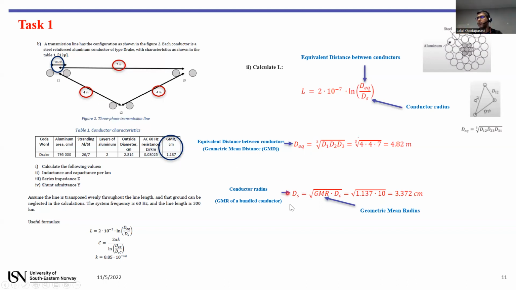And then you can calculate the inductance of the whole transmission line. It's the natural log, and the denominator is this one, the equivalent GMD over GMR, the GMR of the bundle system. That is this value. This one is in centimeter. You have to rewrite it in meters, and then you calculate the inductance.